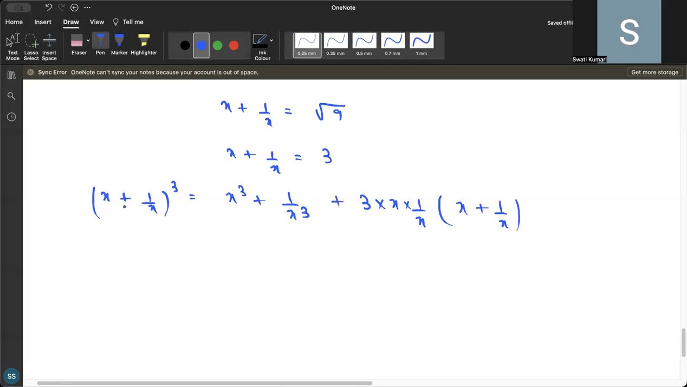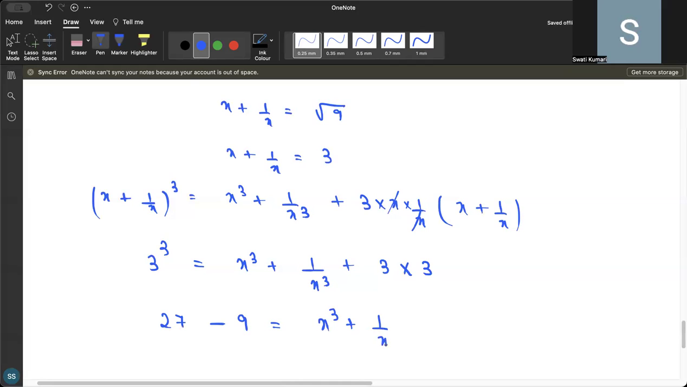Now we already know what is x plus 1 by x. What is x plus 1 by x? 3. So that means this will become 3 cube. This is something we have to find out, the value of x plus 1 by x whole cube. So 3 into x plus 1 by x is 3. So 27, and minus this 9 will come to this side. So minus 9, and we are done.